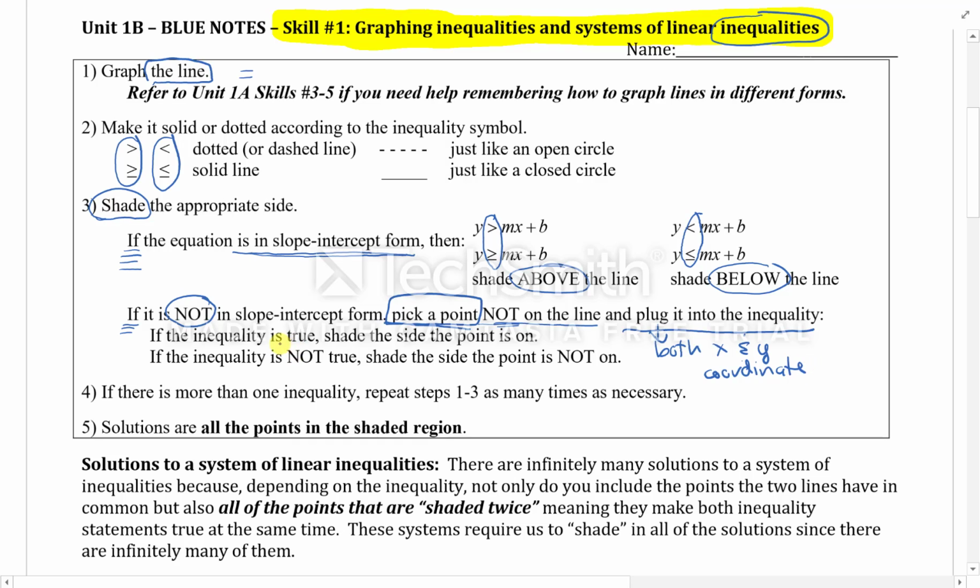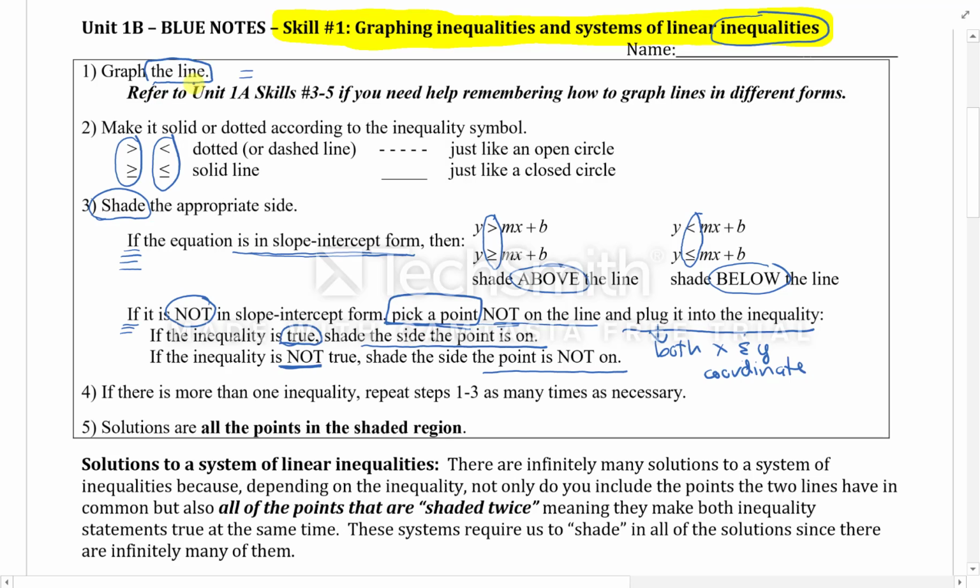If it makes the inequality true, that means that it is one of the infinitely many solutions, and therefore you just shade the side that that point is on. And if the inequality is not true, that means it's not one of the infinitely many solutions, and so you would want to shade the opposite side, not the side that point is on. The opposite side would be the side that has all of the solutions.